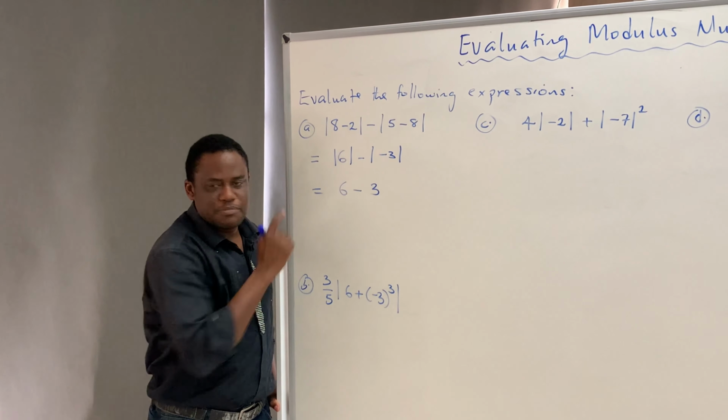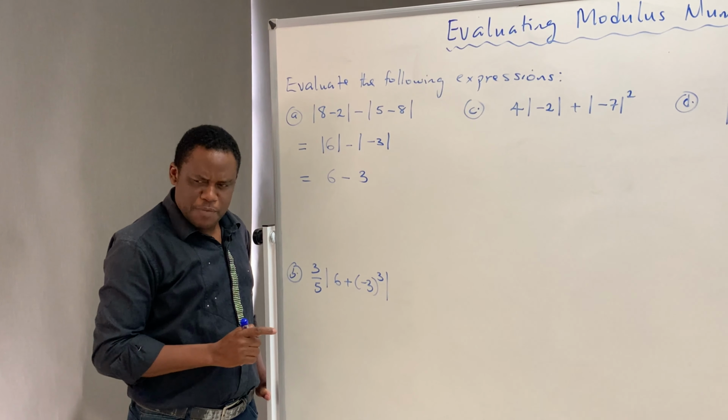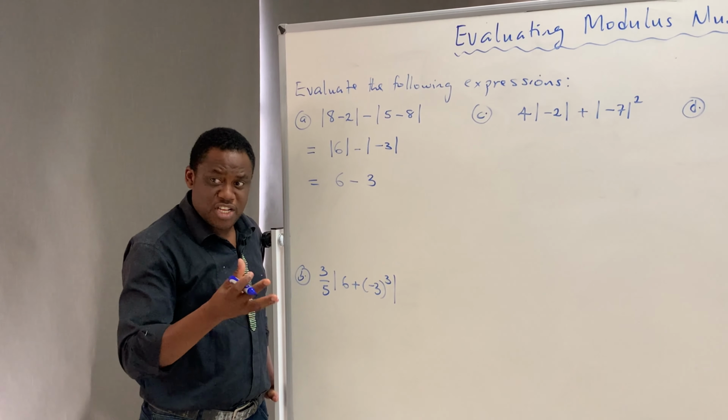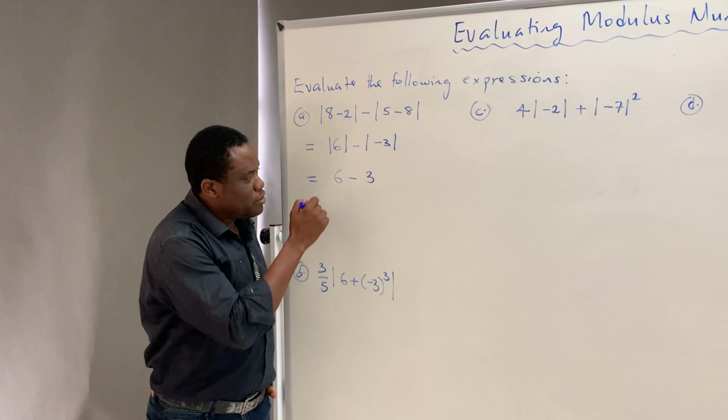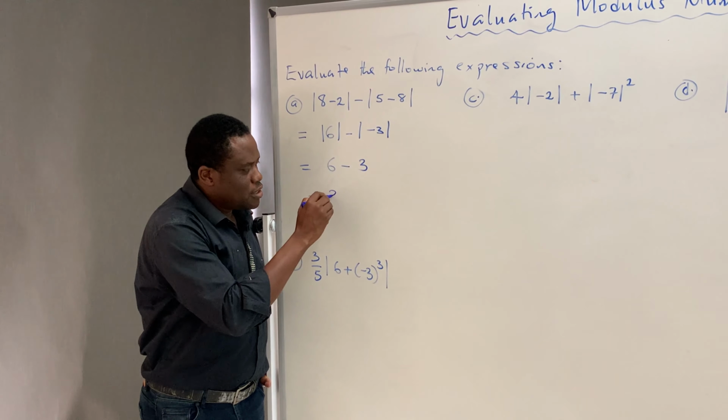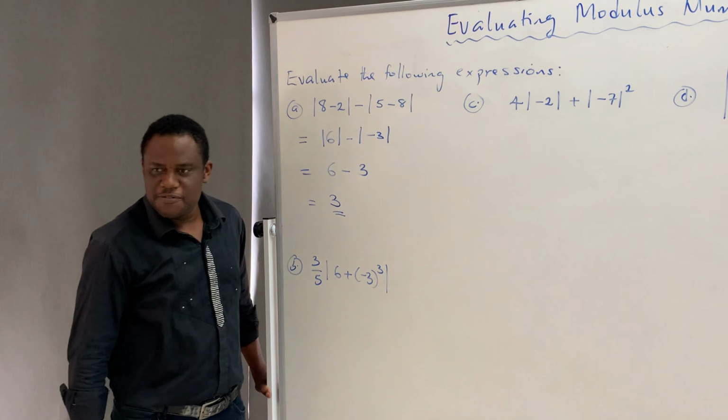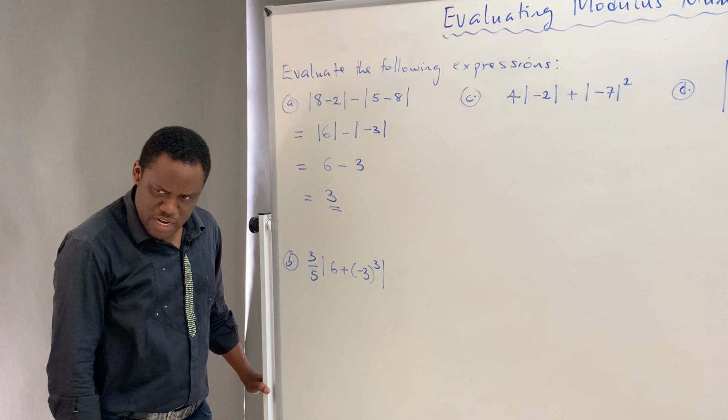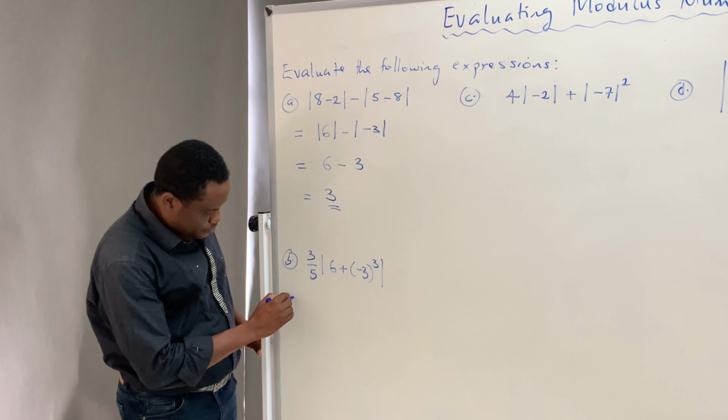This minus is this minus. You see the power of modulus? You can change things around. So now, 6 minus 3 is what? 3. And this is the final result. Are we together? Let's look at another example.